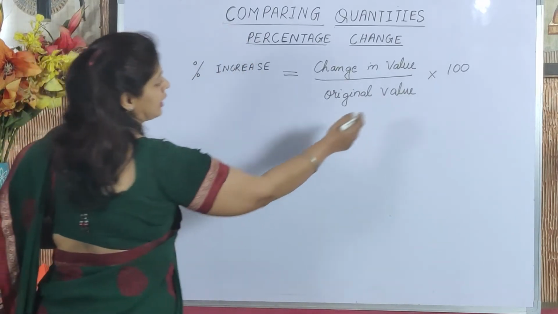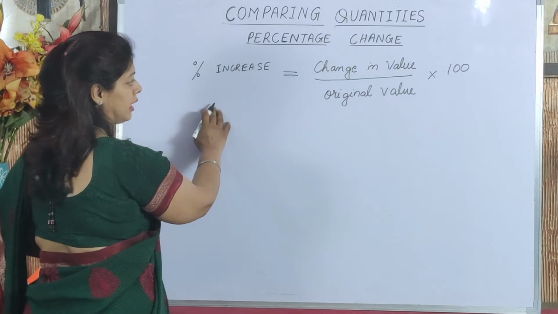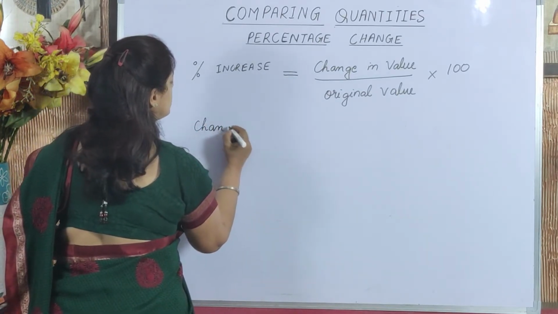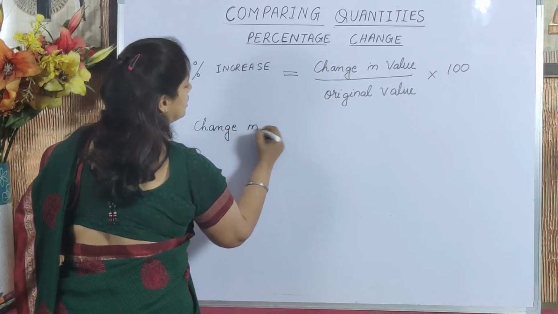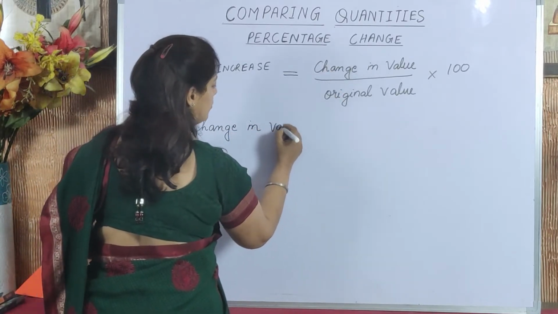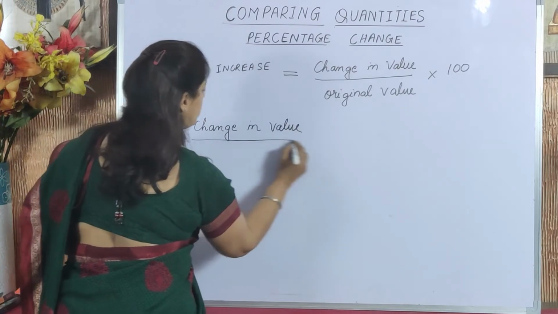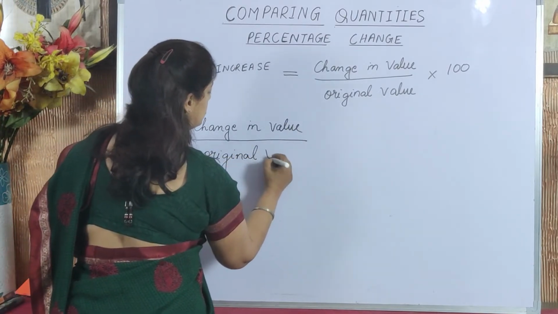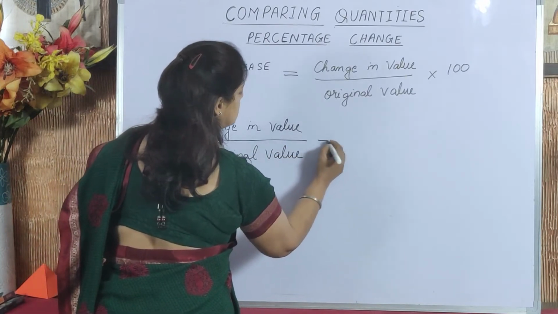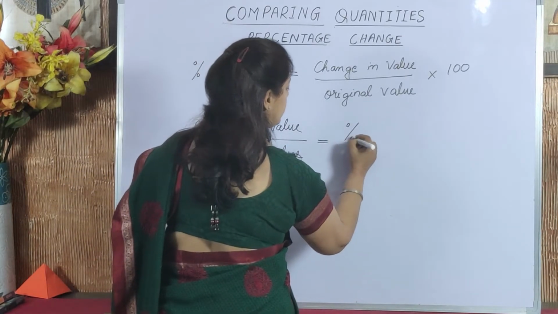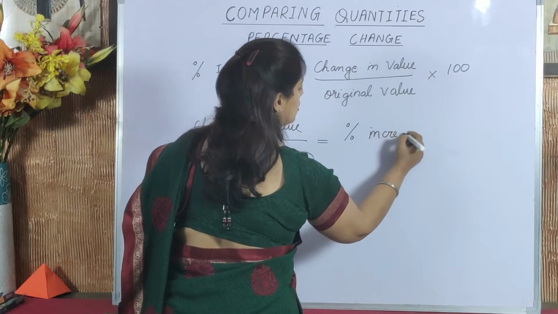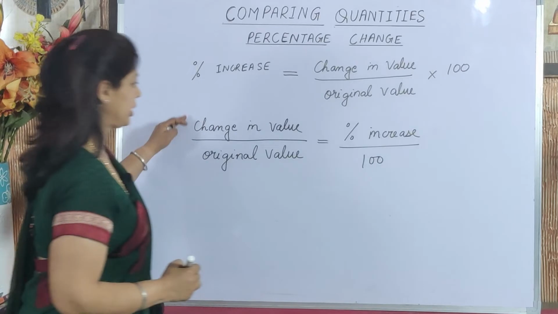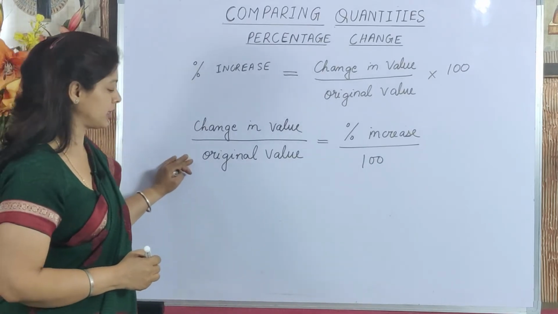So, if I rewrite this formula, if I bring 100 to this side, it will come in the denominator. So I can write this as change in value, this remains same, upon original value is equal to percentage increase upon 100. Now, this becomes in the form of an equivalent fraction.